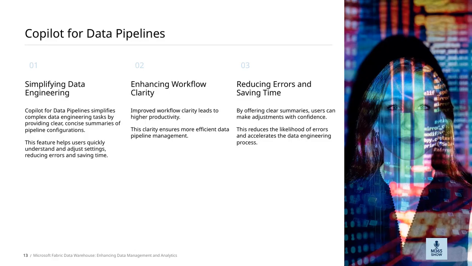On this slide, we're focusing on how Copilot for data pipelines helps improve our workflow. When it offers clear summaries, it allows us to make adjustments more confidently. This is really important because it reduces the chances of making errors, which can slow us down. By streamlining this process, we can work faster and more accurately. This improved clarity in our workflows directly leads to higher productivity.